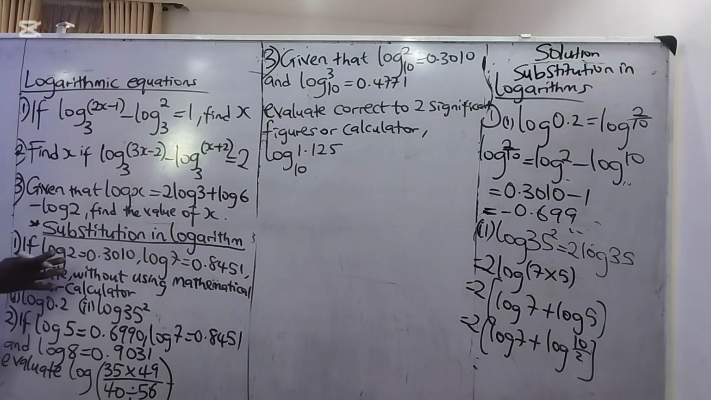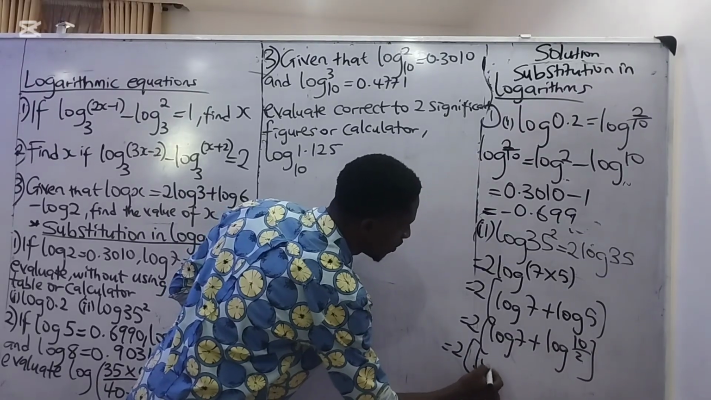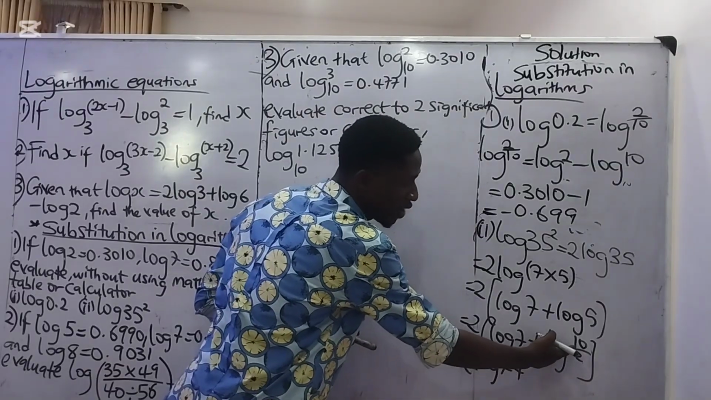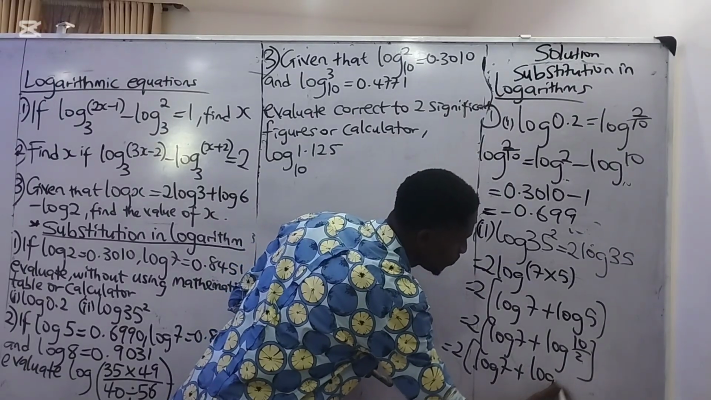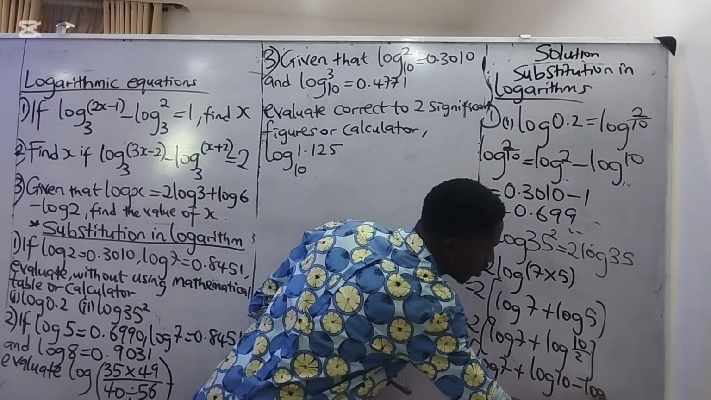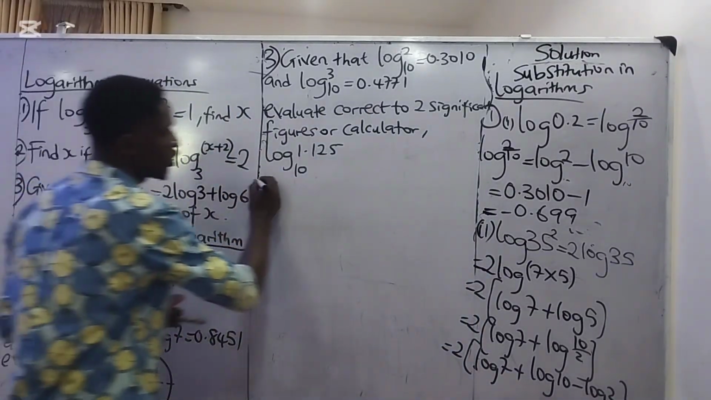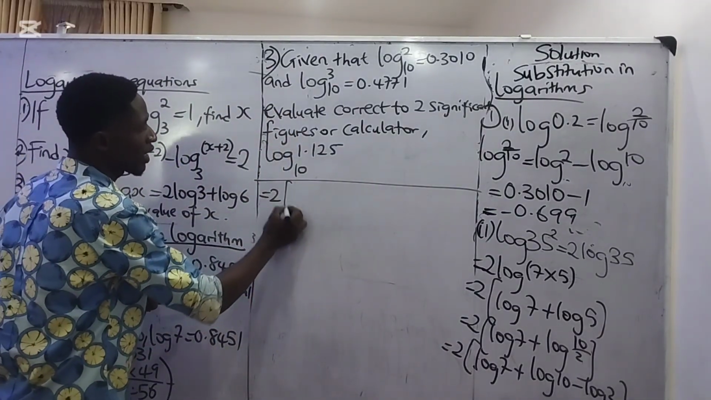Anything you are doing is based on the instruction given to you there. So going by this, we have 2 brackets log 7 plus, what are we going to use here? When you are dividing, you are going to subtract. So we have log 10 minus log 2. Let me complete it here. So going by this, we have 2 brackets.